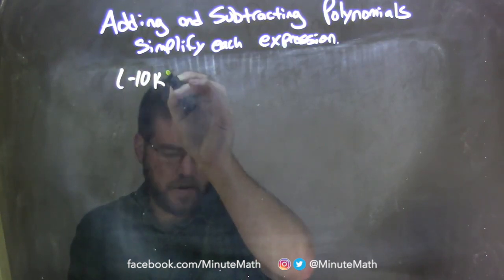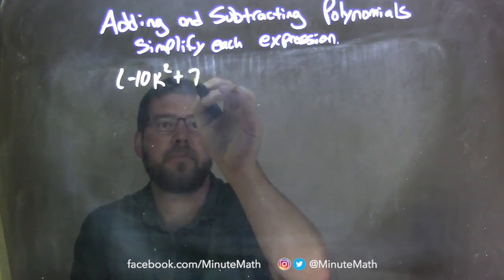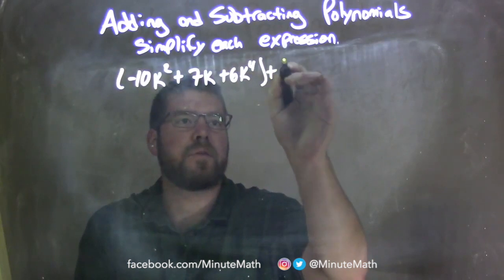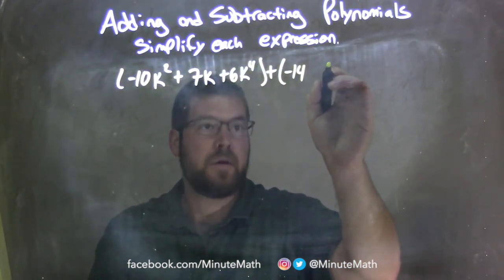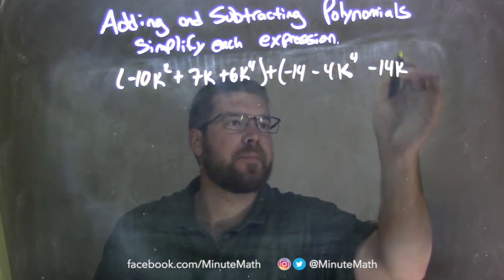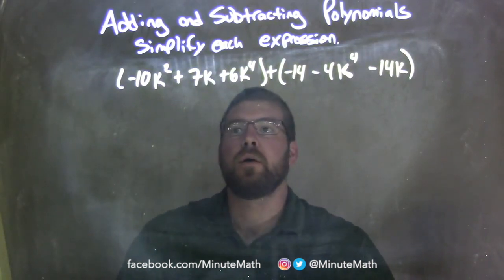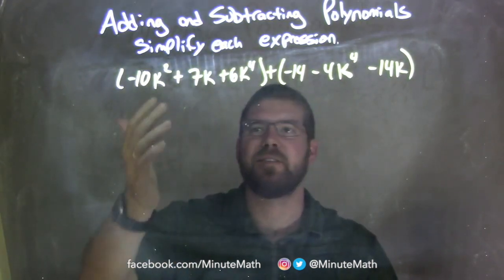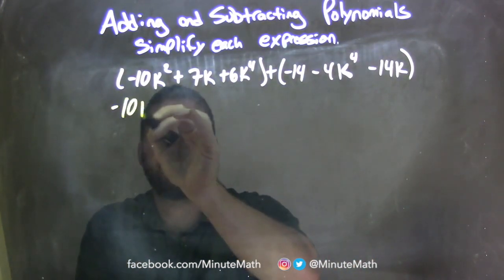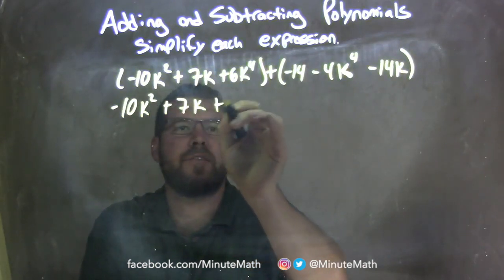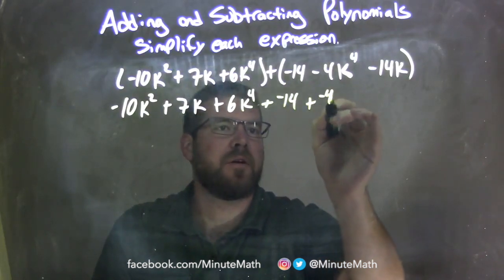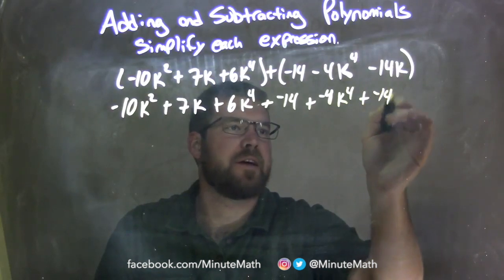Negative 10k squared plus 7k plus 6k to the fourth, parentheses, plus negative 14 minus 4k to the fourth minus 14k. Okay? Well, first thing I want to do is I look into both parentheses, see if I can simplify within it. I can't. So now I'm going to take all my subtractions and make them add a negative. So negative 10k squared plus 7k here, 6k to the fourth. Left side really doesn't change. Now we have adding a negative 14, adding a negative 4k to the fourth, and adding a negative 14k.